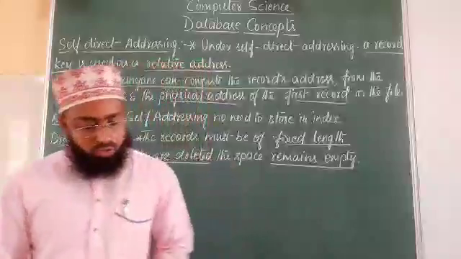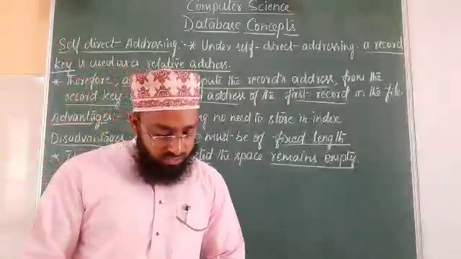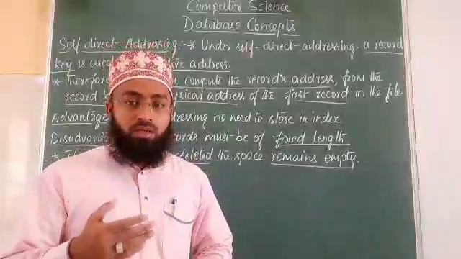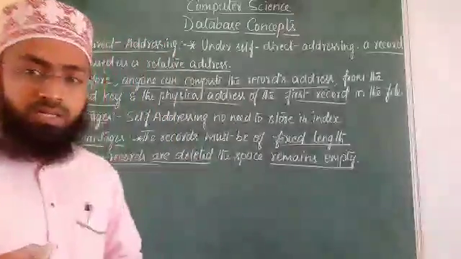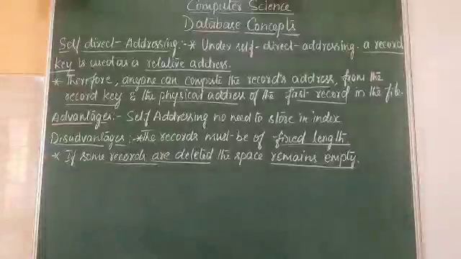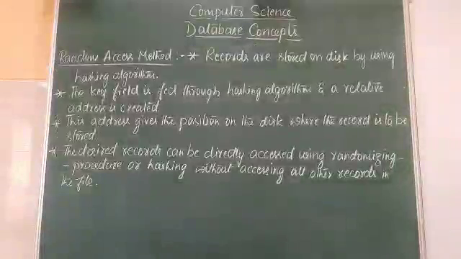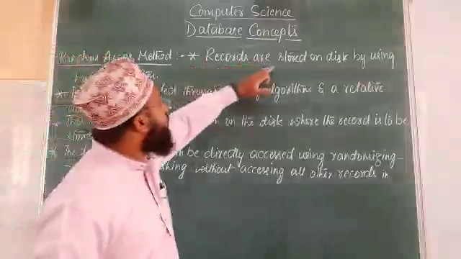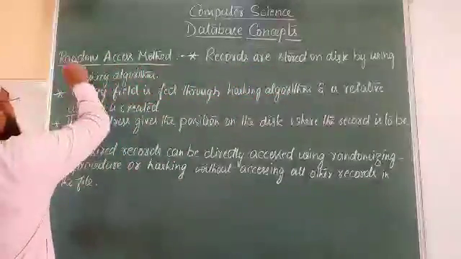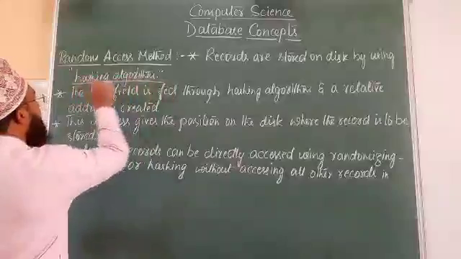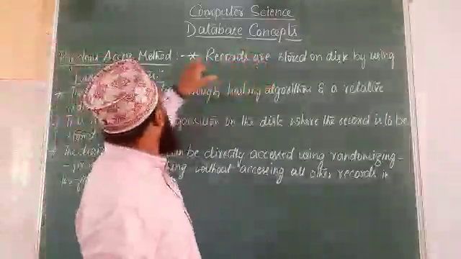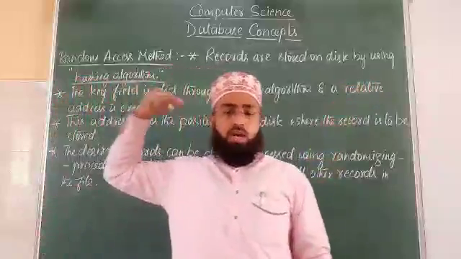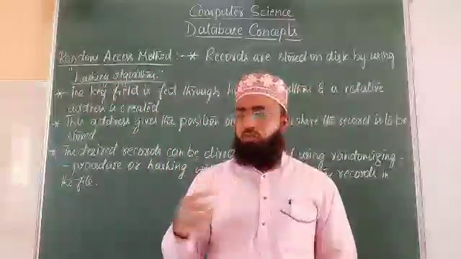Now we are going to see the random access method. The first one we used was random or direct. Now we are discussing the random addressing method. See, in the random access method, records are stored on disk by using a hashing algorithm. Under the random access method, records are stored in the file using a hashing algorithm.